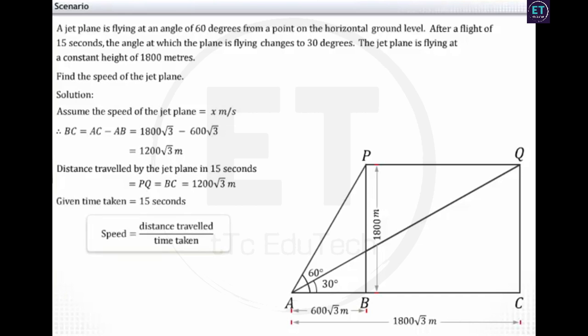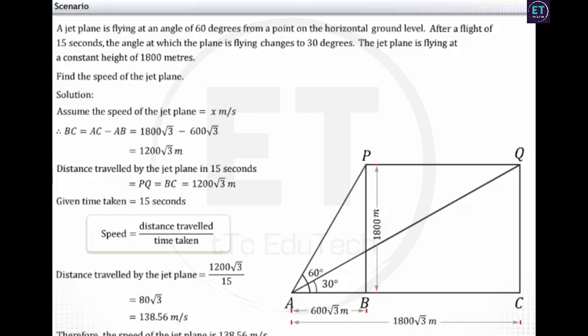Recall that the speed is equal to the distance travelled divided by time taken. On substituting the corresponding values of distance and time in this formula, we get the speed as 1200 root 3 upon 15. On further calculation, we get the speed as 138.56 meters per second. Therefore, the speed of the jet plane is 138.56 meters per second.